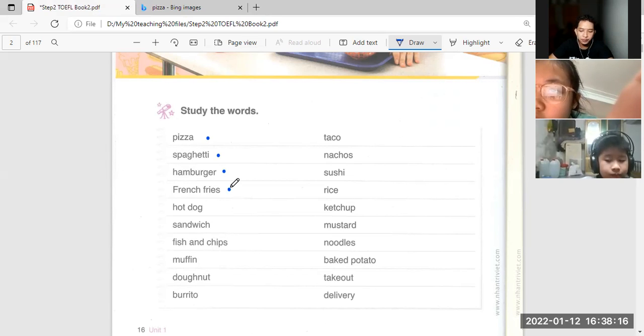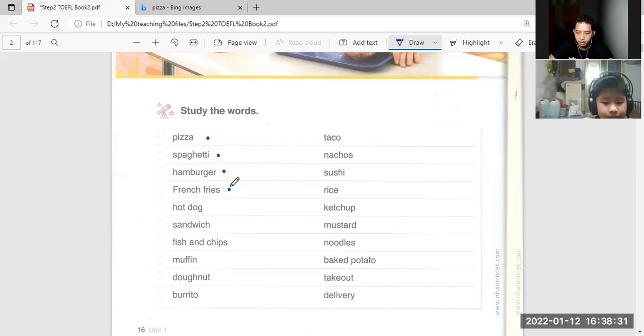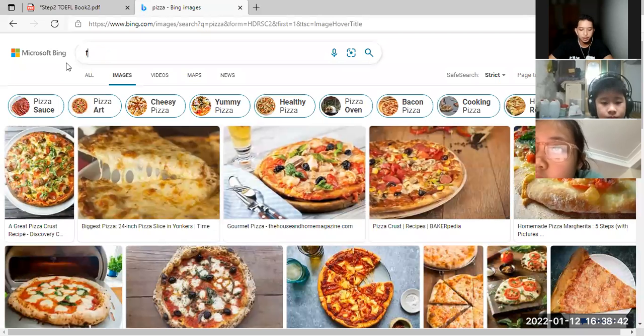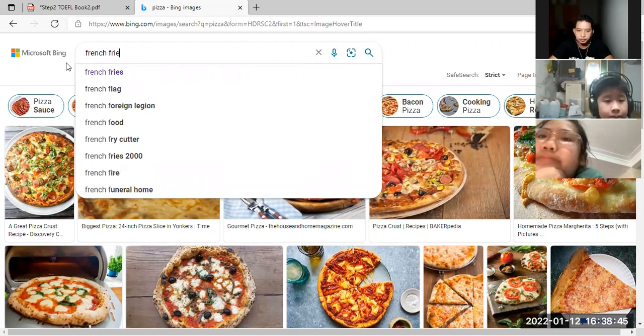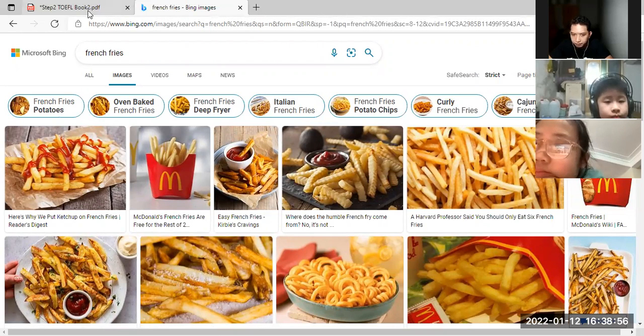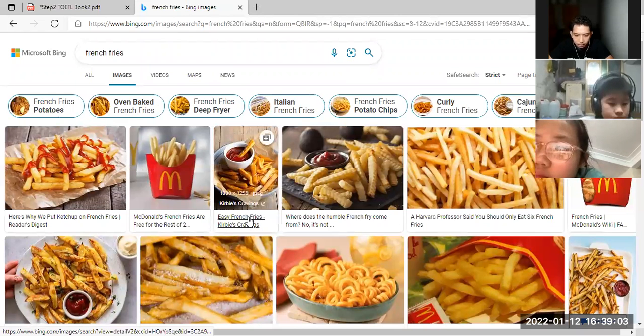Next, we have French fries. Nguyen, French fries. Can you say French fries? French fries. Do you know what is French fries? Le, do you know? Yes. Okay, I will show you the picture. So this is French fries. Do you know that? Yes. How do you say French fries in Vietnamese, Le?